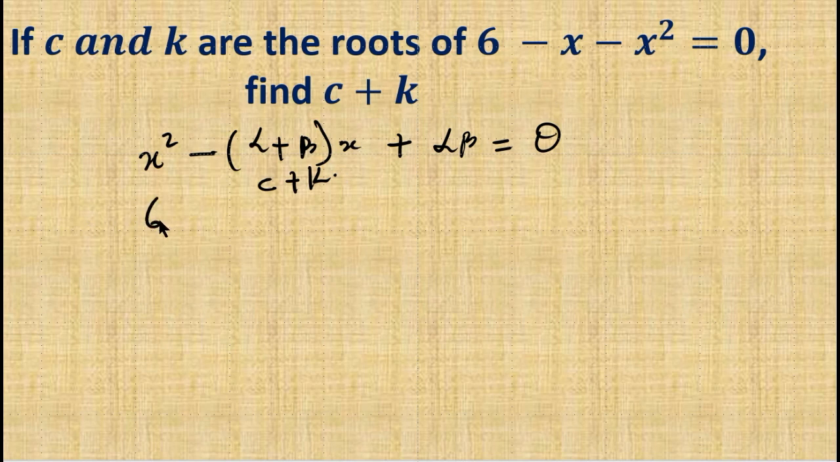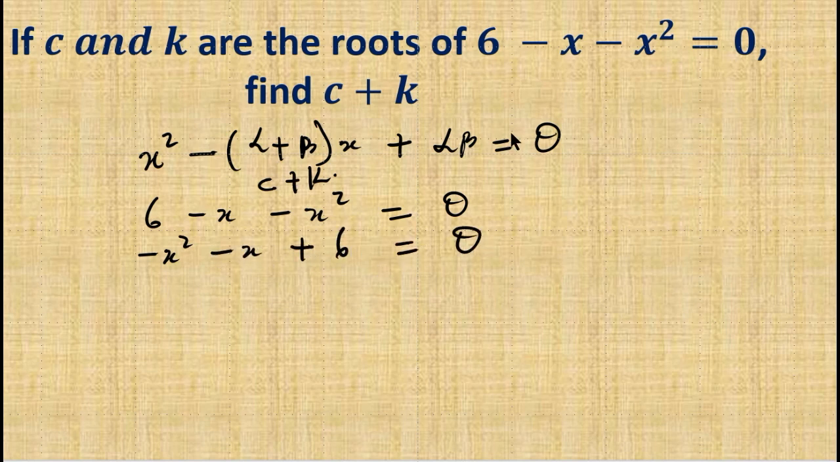So I can rewrite this equation. This equation is 6 minus x squared equals 0. I'll rewrite this to be minus x squared minus x plus 6 equals 0. It's not yet in this format. Let's take it to that format. Let's multiply through by minus 1. So I'll have x squared plus x minus 6 equals 0. Now, I'm still not comfortable because I've not gotten to that format yet.